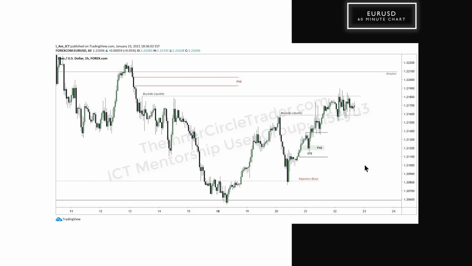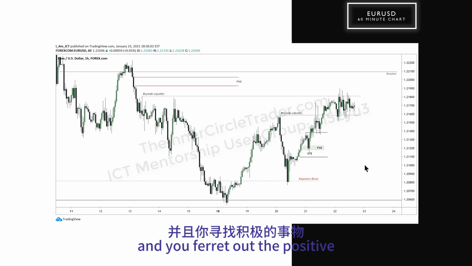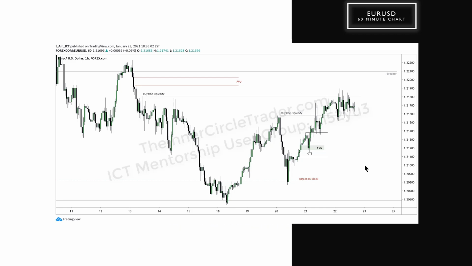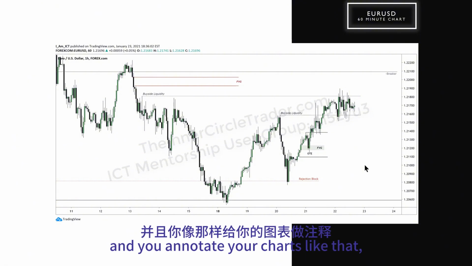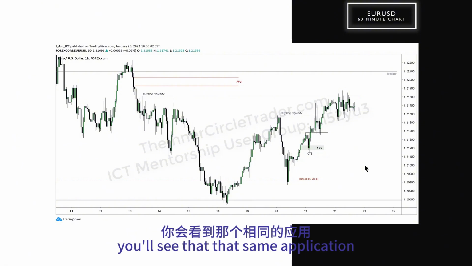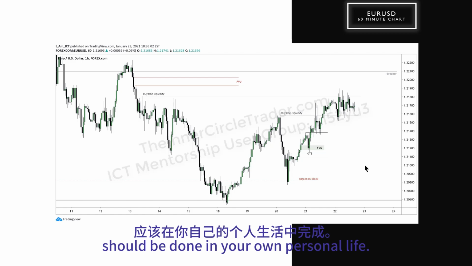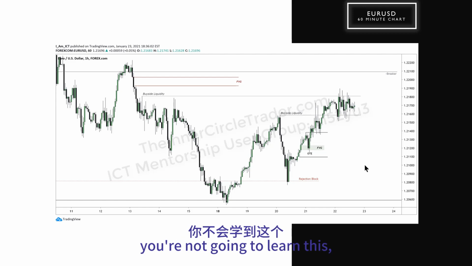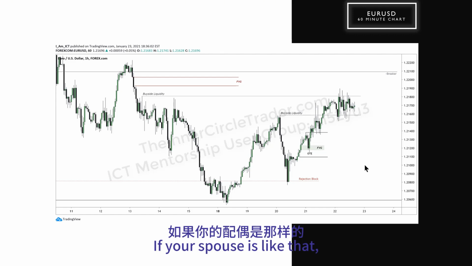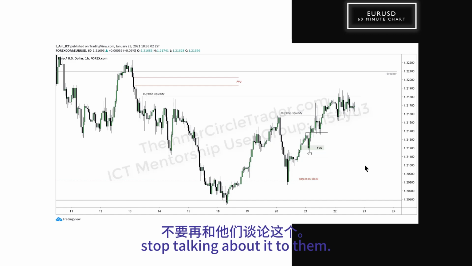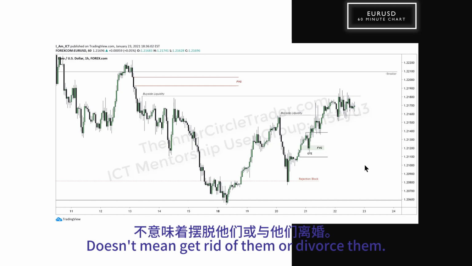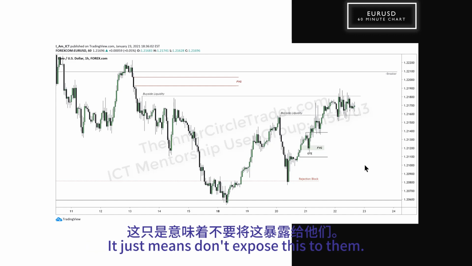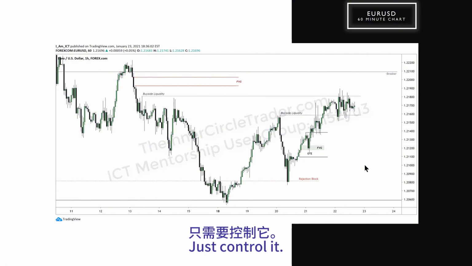So if you do these things and you ferret out the positive and you filter out the negative and you annotate your charts like that, you'll see that same application should be done in your own personal life. Get rid of friends that are toxic. If they're telling you you're not going to learn this, you're wasting your time, stop talking to them. If your spouse is like that, stop talking about it to them. Doesn't mean get rid of them or divorce them. It just means don't expose this to them. That's all. Just control it.